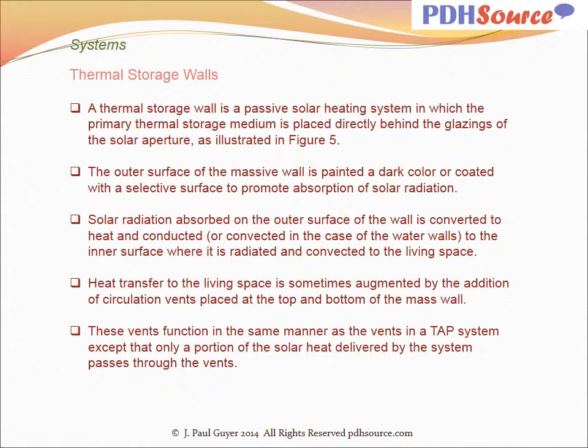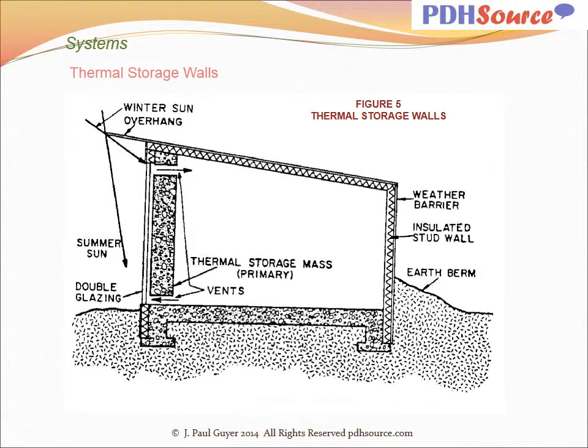These vents function in the same manner as the vents in a thermosiphoning air panel system, except that only a portion of the solar heat delivered by the system passes through the vents. Figure 5 is a schematic indicating the fundamental elements of a thermal storage wall system.